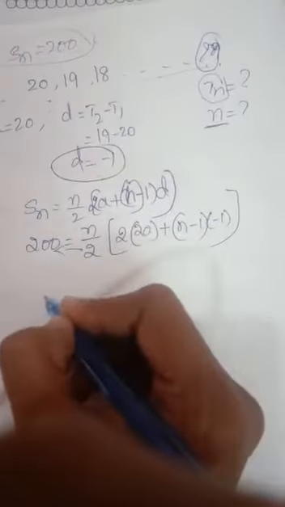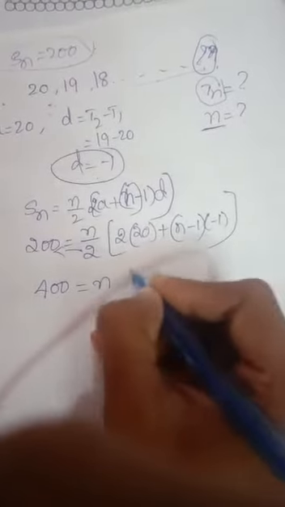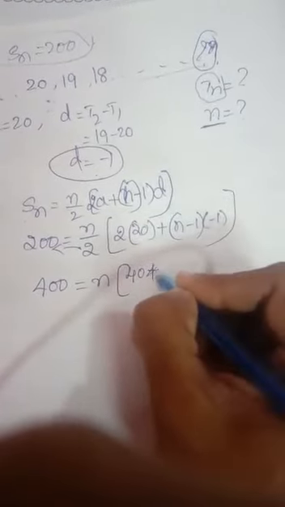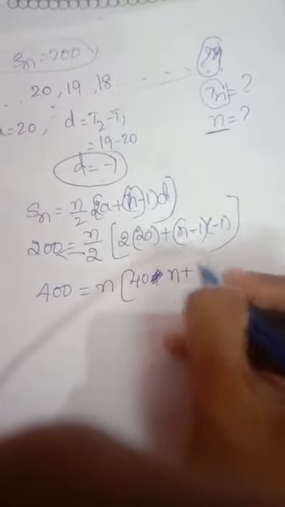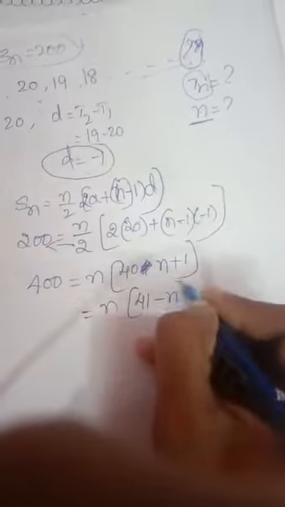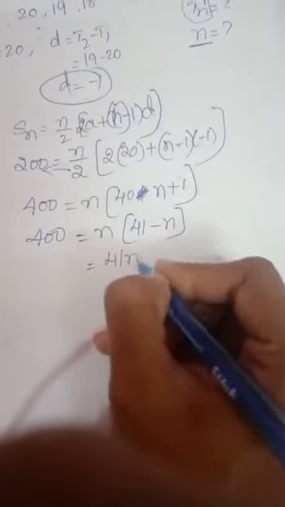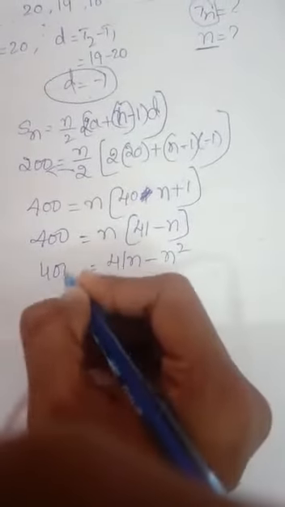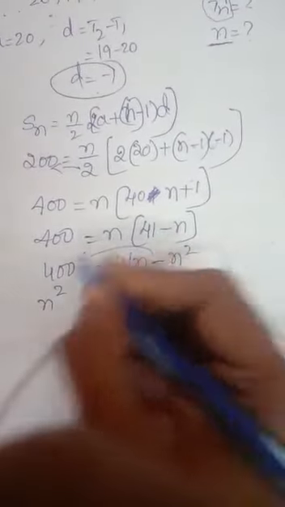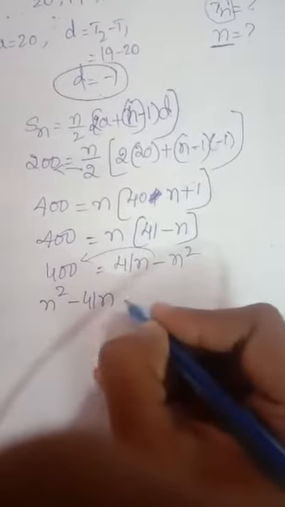Cross multiplying, 200 into 2 is 400, n into 20 into 2 is 40, plus minus 1 into n minus 1, that is minus n plus 1. Therefore n into 41 minus n is equal to 400. Multiplying, 41n minus n square is equal to 400. Moving to the left side, n square minus 41n plus 400 is equal to 0. Find the factors of 400 by any method.